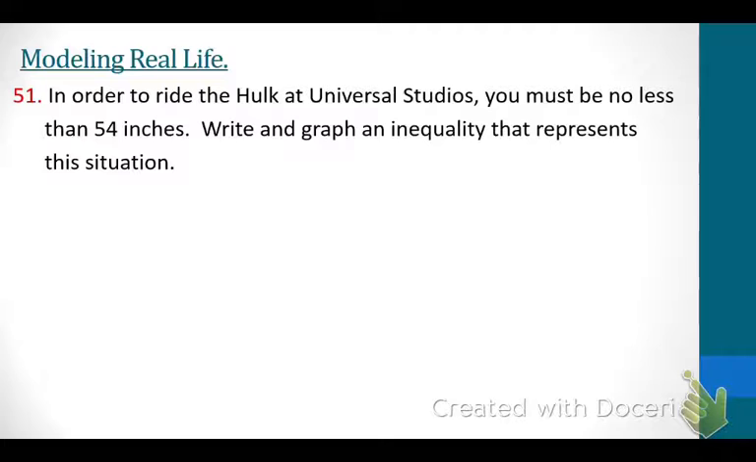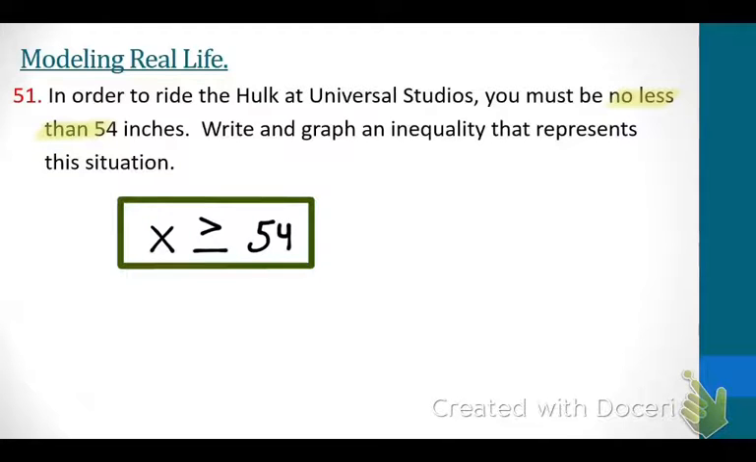All right, next problem, number 51. In order to ride the Hulk at Universal Studios, you must be no less than 54 inches. Write and graph an inequality that represents the situation. The first thing you're going to do is put the variable, then you're going to put the number, which is 54. Could you be exactly 54 inches? Yes. Then focus on what it says. You can be no less than, which means you have to be? It must be greater than. Okay, so the correct thing is x is greater than or equal to 54.